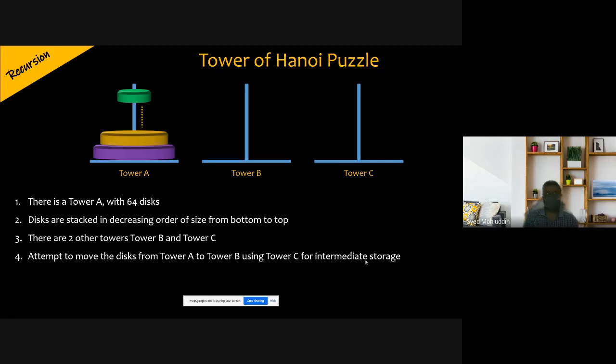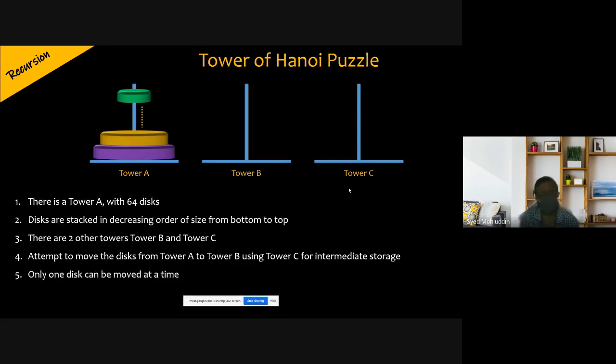Then the problem, what the ancient priests are attempting to do, is to move the disks from Tower A to Tower B using Tower C. It's not actually a Tower C, but there is some tower for intermediate storage. We call it Tower C for intermediate storage. So every time you're going to have three towers, and you have to move a disk from one tower to another tower with the help of an intermediate tower.